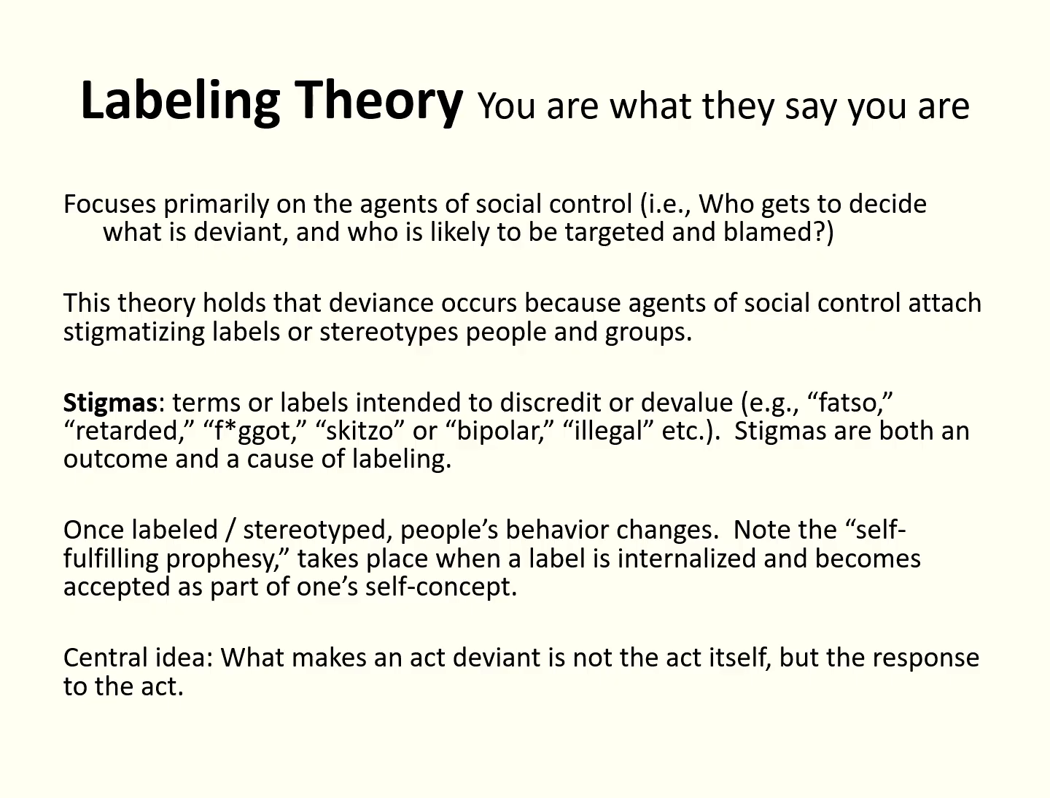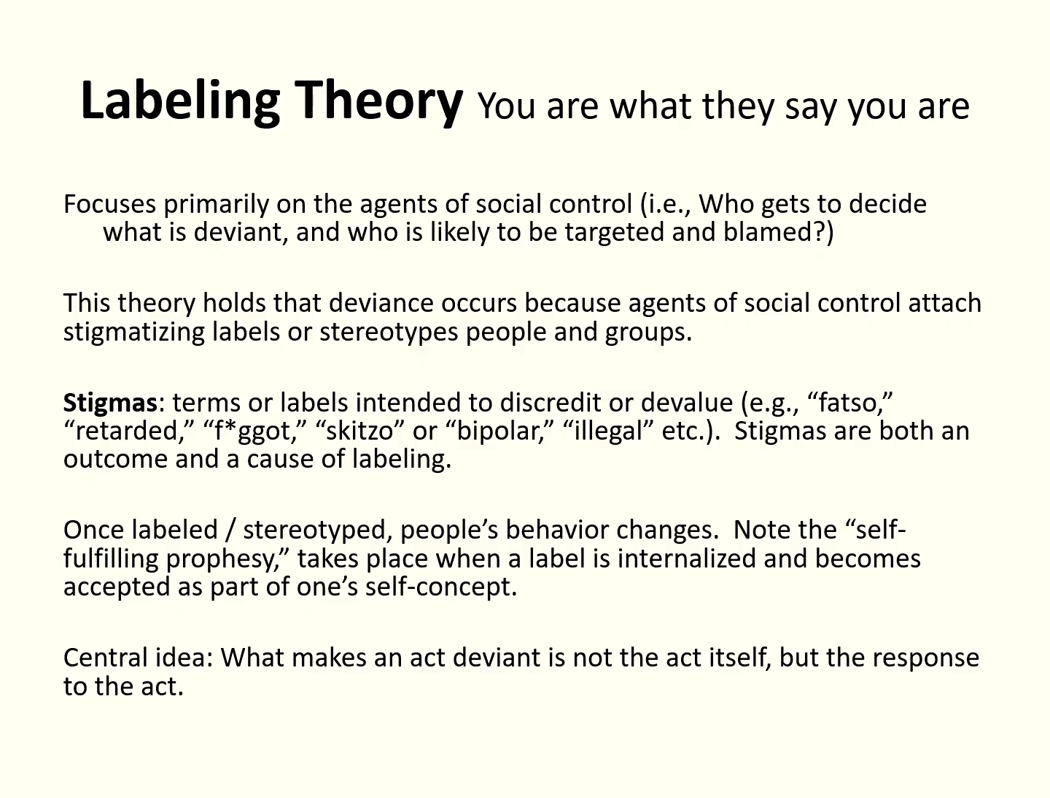So agents of social control are going to be people who are in a position to decide what is deviant, and in a position to decide or determine which people or which types of people are likely to be targeted and blamed. This theory, labeling theory, holds that deviance occurs because agents of social control attach stigmatizing labels or stereotypes to people or groups.